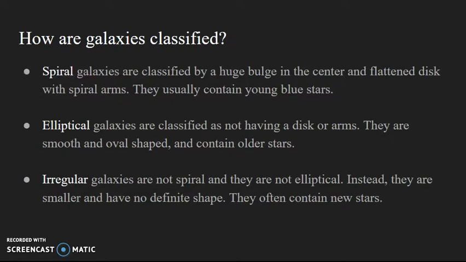Irregular galaxies are not spiral and they are not elliptical. Instead, they are smaller and have no definite shape. They often contain new stars.